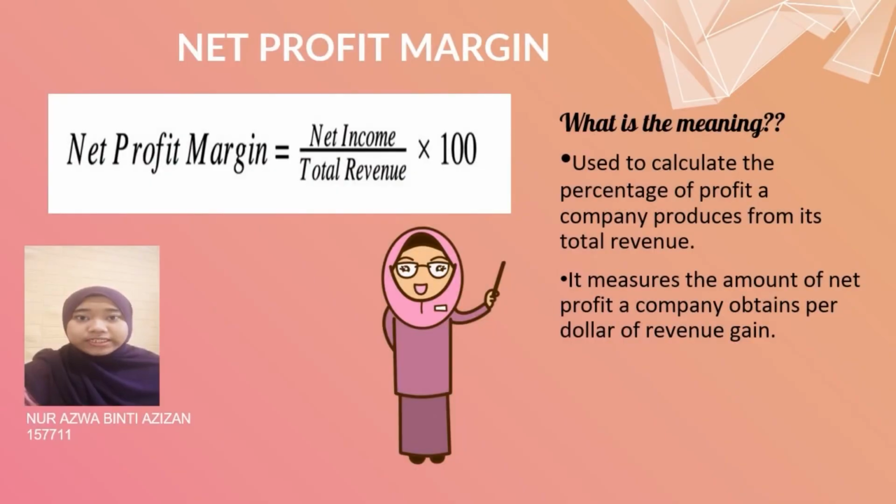Net profit margin is used to measure the percentage of profit a company produces from its total revenue. It measures the amount of net profit a company obtains per dollar of revenue gained. The formula of net profit margin is net income divided by total revenue, multiplied by 100.